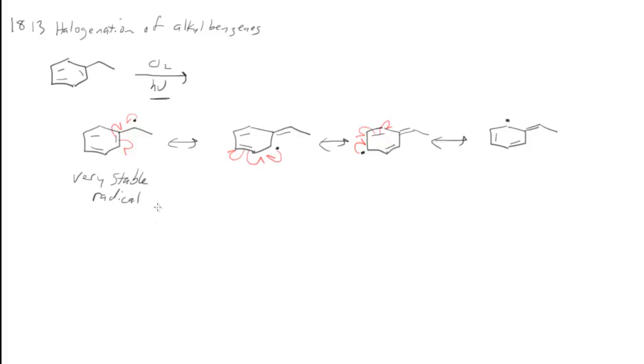Okay, it's much better even than allylic radicals, because allylic radicals have 2 resonance structures that you can draw. A benzylic radical has 4 resonance structures that you can draw.